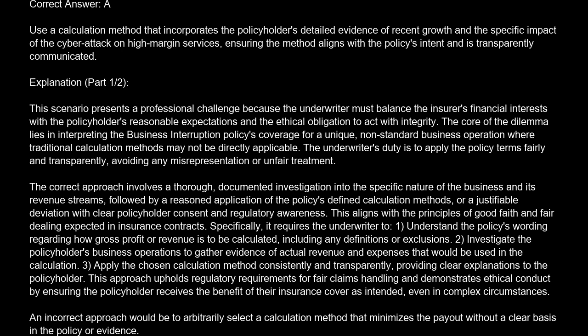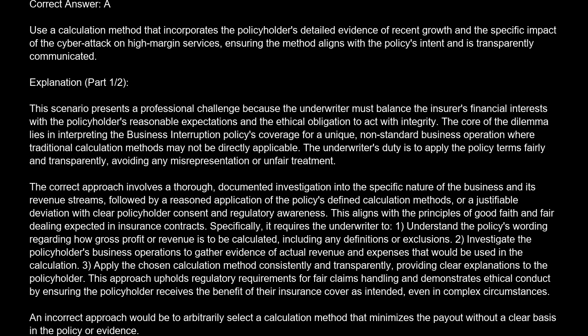The correct approach involves a thorough, documented investigation into the specific nature of the business and its revenue streams, followed by a reasoned application of the policy's defined calculation methods, or a justifiable deviation with clear policyholder consent and regulatory awareness. This aligns with the principles of good faith and fair dealing expected in insurance contracts. Specifically, it requires the underwriter to 1. Understand the policy's wording regarding how gross profit or revenue is to be calculated, including any definitions or exclusions.